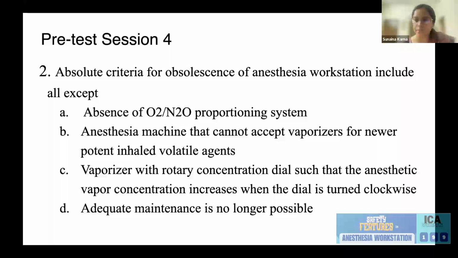So the second question of session 4 is: absolute criteria for obsolescence of anesthesia workstation include all except: absence of oxygen and nitrous oxide proportioning system; anesthesia machine that cannot accept vaporizers for newer potent inhaled volatile agents; vaporizer with rotary concentration dials such that the anesthetic vapor concentration increases when the dial is turned clockwise; option D, adequate maintenance is no longer possible. So it is all except, you have to choose.